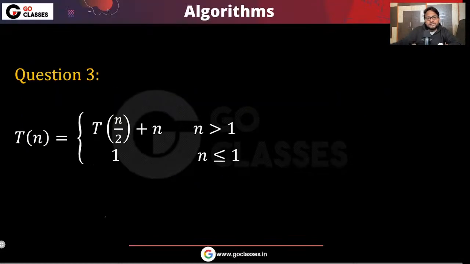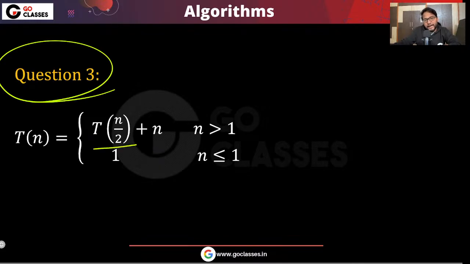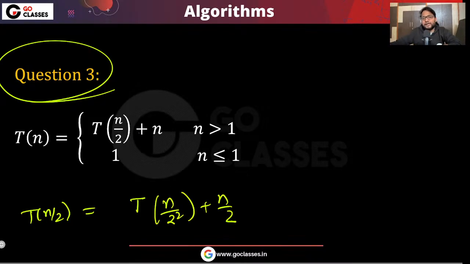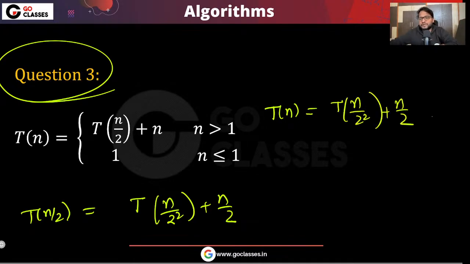Now let's see this question number 3. What they are saying here is that T(n) equals T(n by 2) plus n. So let me solve it. Now, what is T(n by 2)? It will be T(n by 2 square) plus n by 2, isn't it? So finally, your T(n) will become T(n upon 2 square) plus n by 2, and then plus n is already there.